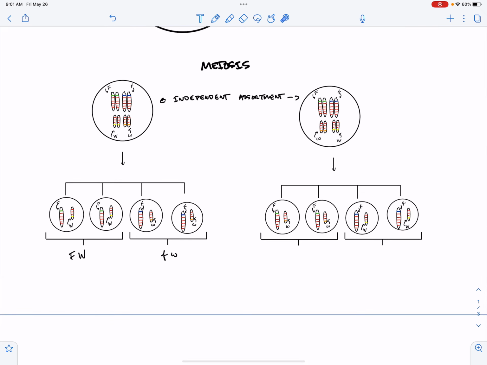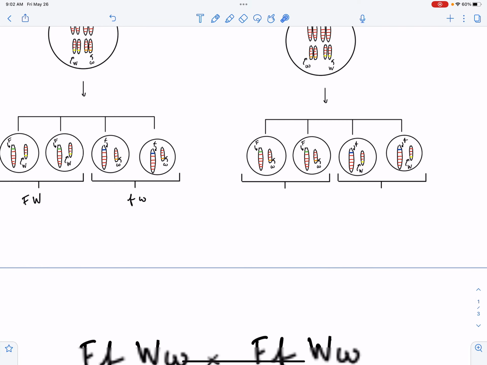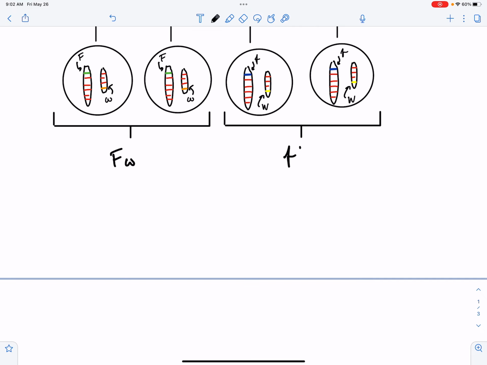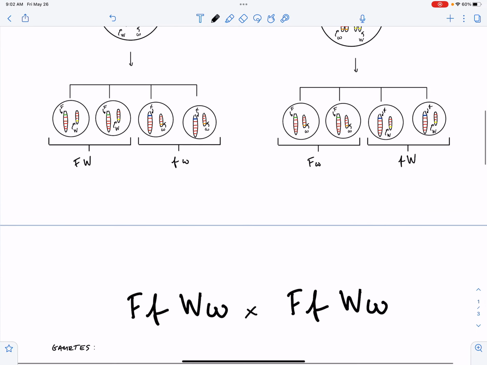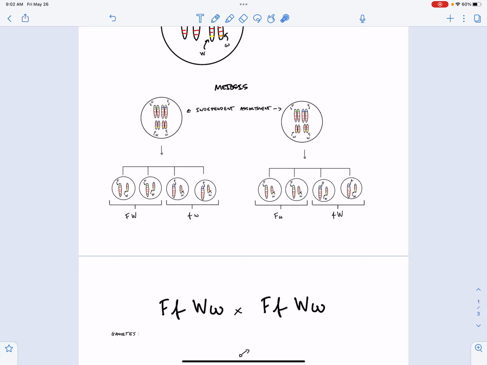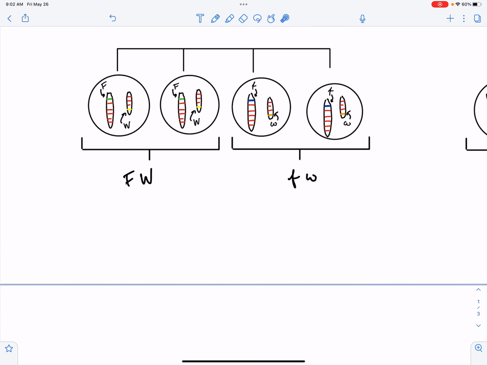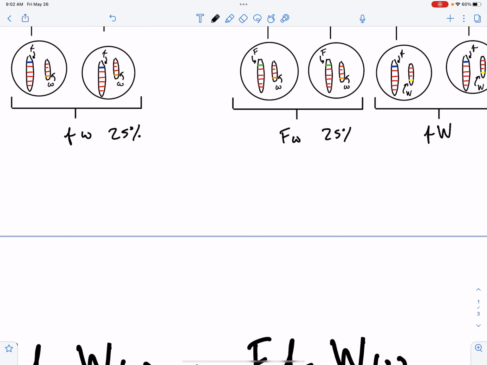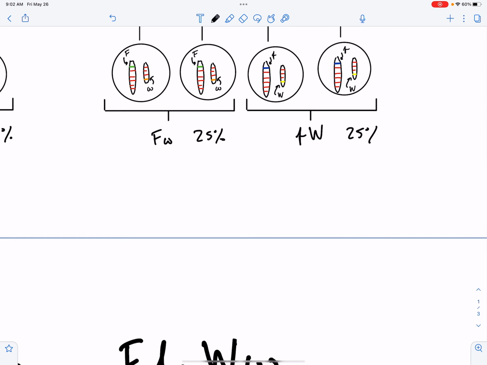However, you know that this arrangement of chromosomes at independent assortment is equally likely. So they will also produce gametes that have capital F with lowercase w and lowercase f with capital W. And these gametes will all occur in equal ratios because we would expect this arrangement and this arrangement to both be equally likely. So 25% of their gametes will be this, 25% of their gametes will be this, 25% of their gametes will be this, and 25% of their gametes will be this.